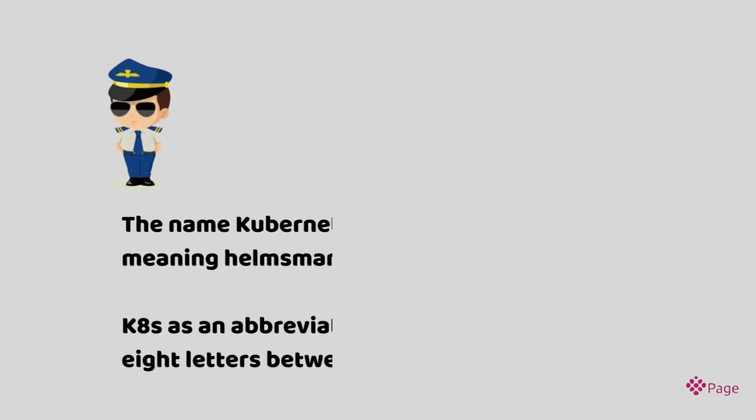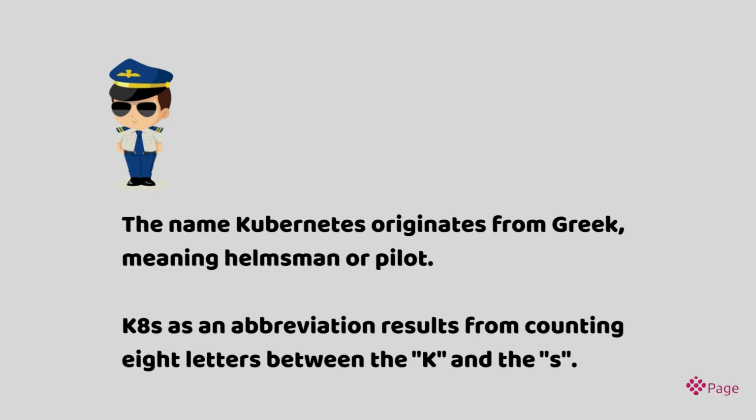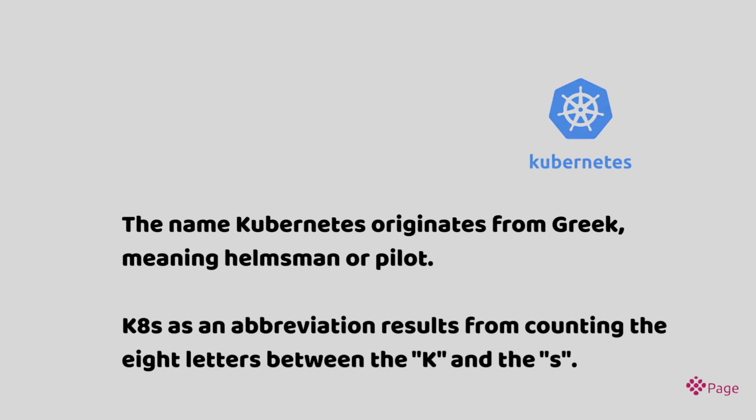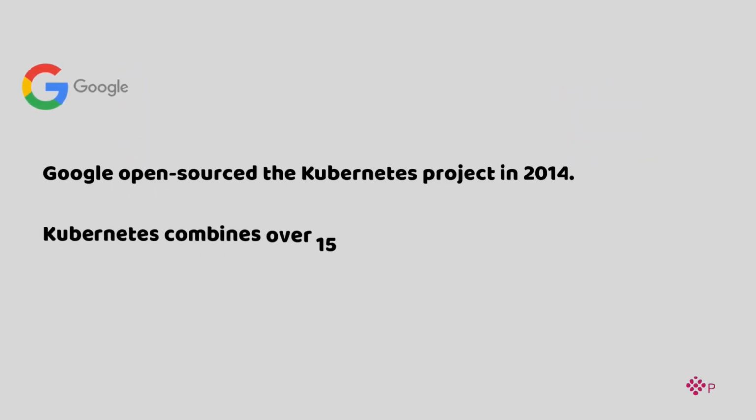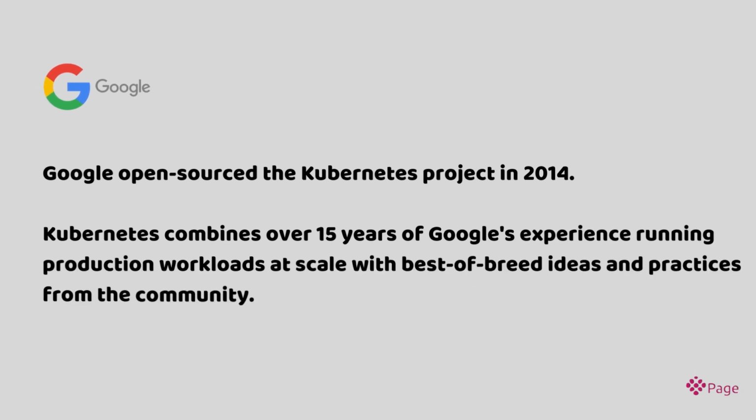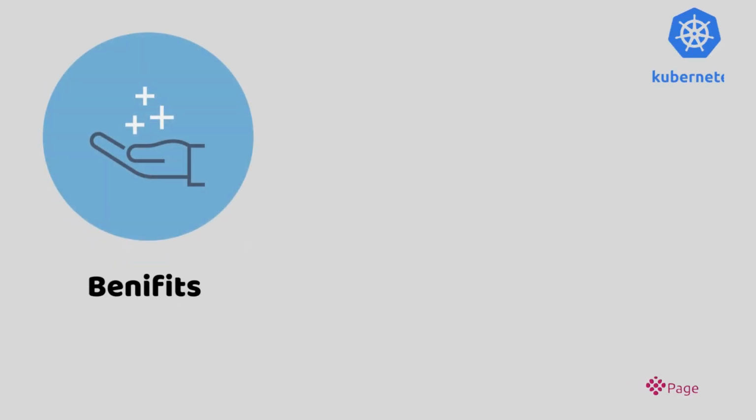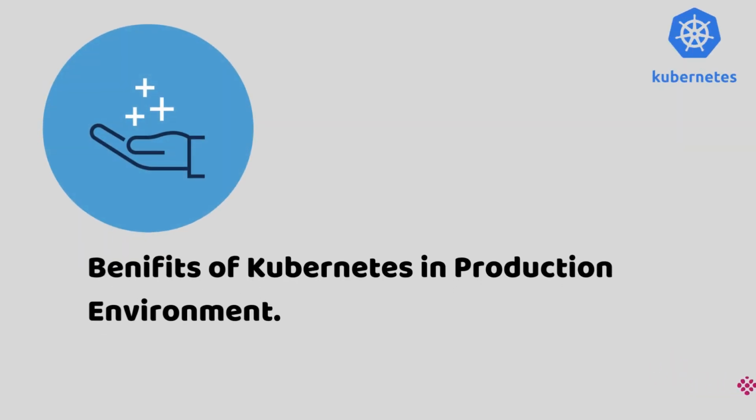The name Kubernetes originates from Greek, meaning helmsman or pilot. K8s as an abbreviation results from counting the 8 letters between the K and the S. Google open-sourced the Kubernetes project in 2014. Kubernetes combines over 15 years of Google's experience running production workloads at scale with best-of-breed ideas and practices from the community.